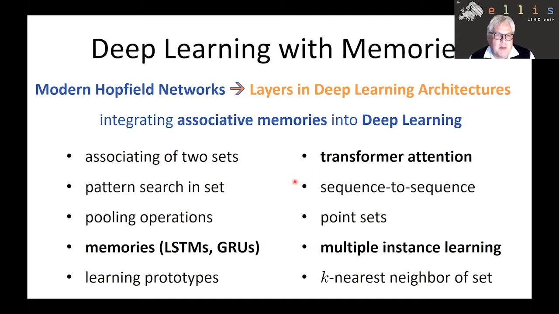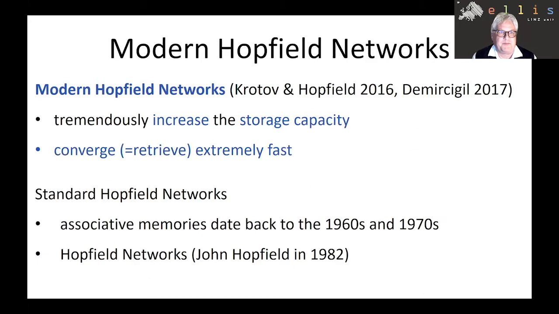And this should enable the association of two sets, pattern search in sets, pooling operations, memories, which we know from LSTMs or GRUs, learning prototypes, attention mechanisms like in transformers, sequence-to-sequence learning, point set processing, multiple instance learning, and things like k-nearest neighbor, support vector machines, or learning vector quantization.